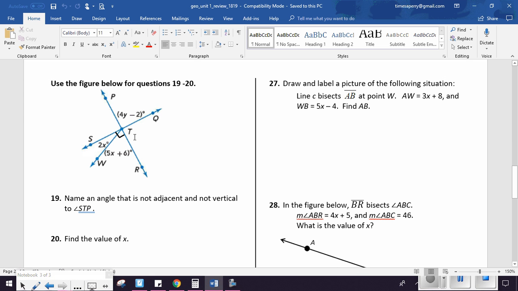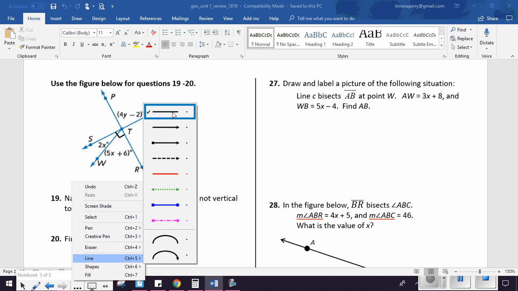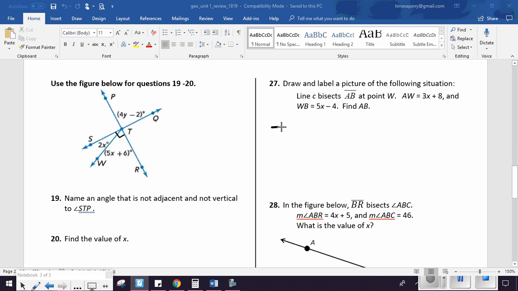Number 27 is where we'll go next before I scroll down. It says draw and label a picture of the following situation. Line C bisects segment AB at point W. So we have a segment AB. I'm going to cheat and use my line tools. So this is going to represent segment AB.